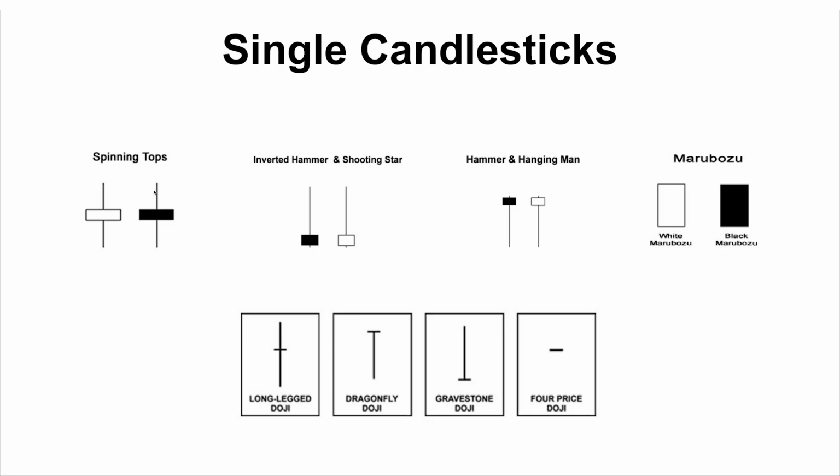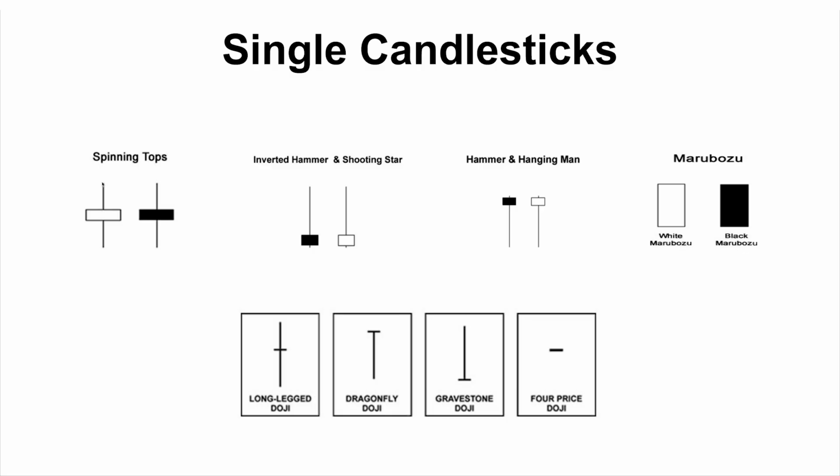Here we have single candlesticks: spinning tops, also known as small dojis, inverted hammer, shooting star, hammer, hanging man, Marubozu, and a family of doji candlesticks. So if we start with the spinning tops, what did we just say about a narrow body candlestick? Not too much activity and indecision. Well, let's look at why.